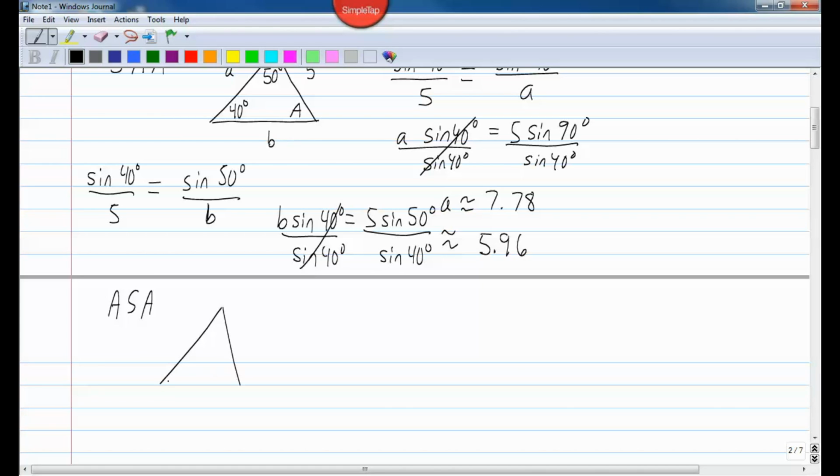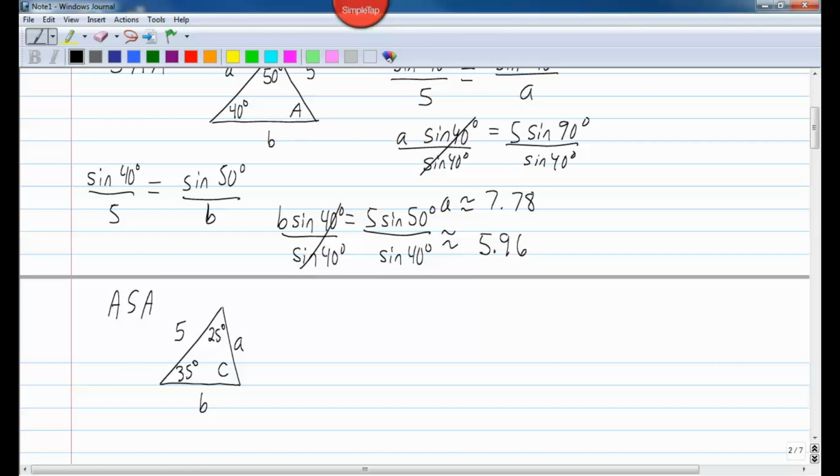All right, so for example, let's say that this angle measure was 35 degrees. This angle measure was 25 degrees. And I don't know this angle measure, so I'm going to call it angle C. Let's say that I know side C is 5. I don't know side B, and I don't know side A.